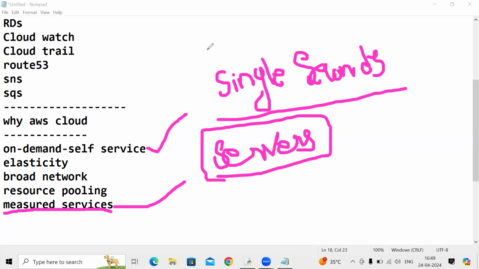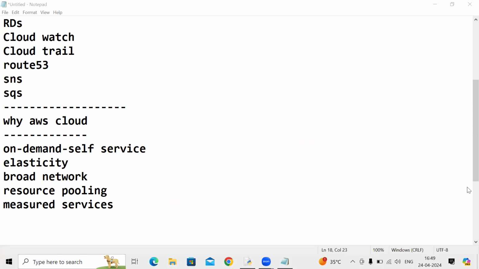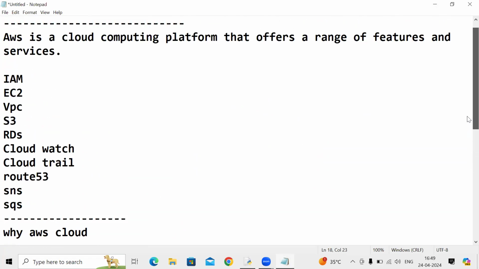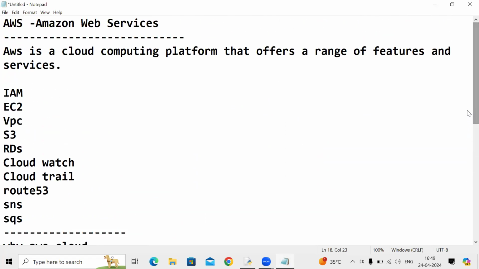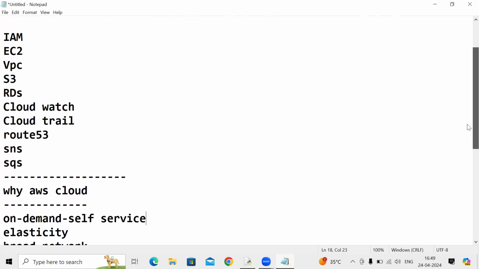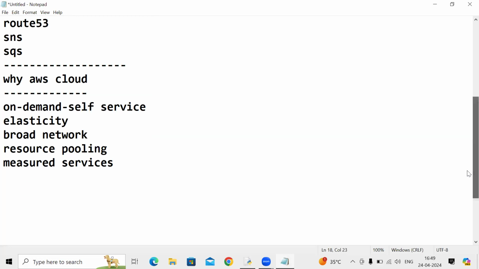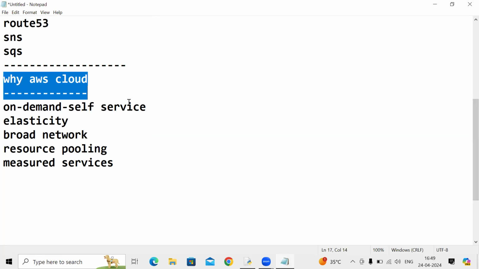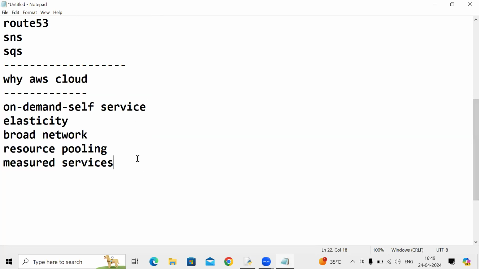These are some of the advantages related to AWS, guys. That is the reason why we are using Amazon Web Services, nothing but AWS, one of the cloud computing platforms. This is why we are using AWS.